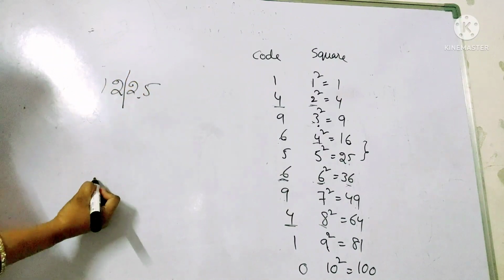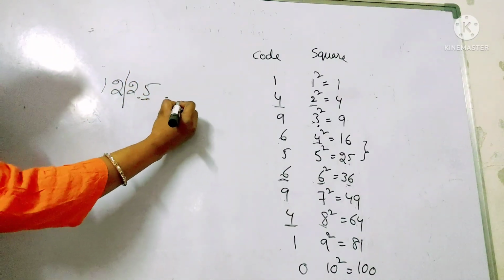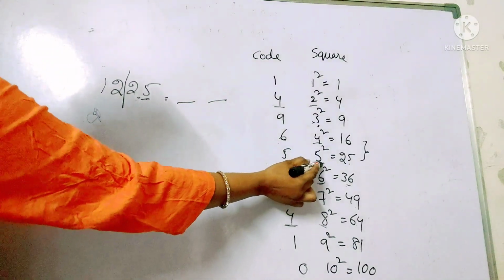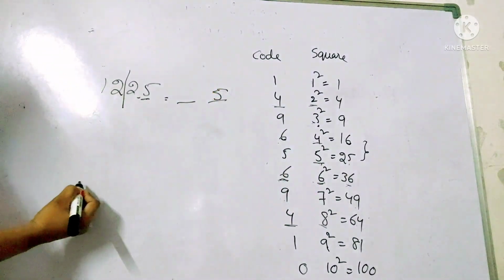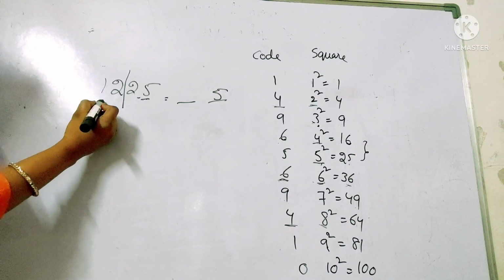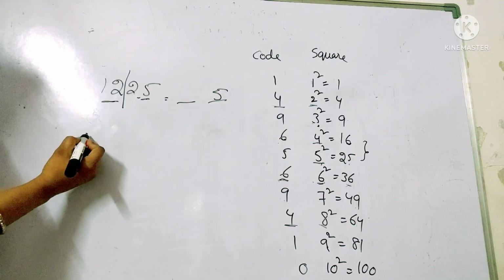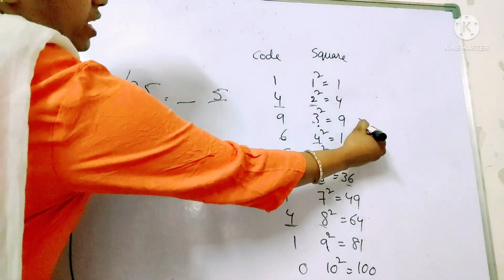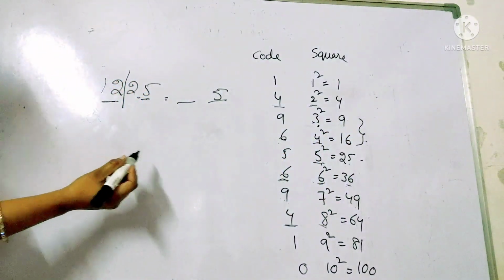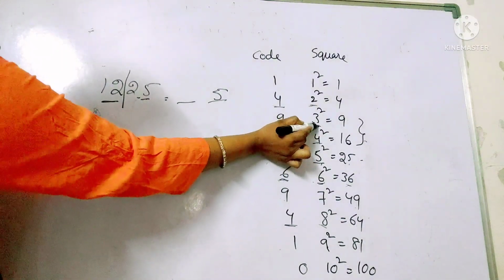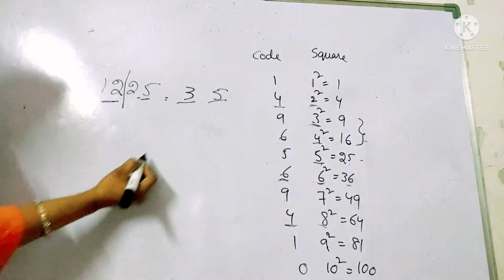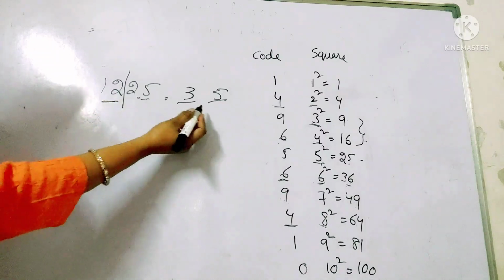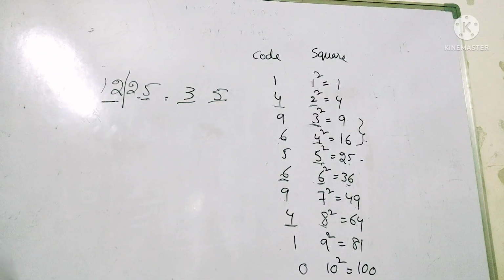Okay, divide this into two parts. First digit is 5. Where does the 5 fall? We have only one option, that is 5. Okay. Now 12. Where does this 12 lie? Between 9 and 16. So you have to always choose the smaller number, that is 3. Okay, so the answer for 1, 2, 2, 5 is 35.